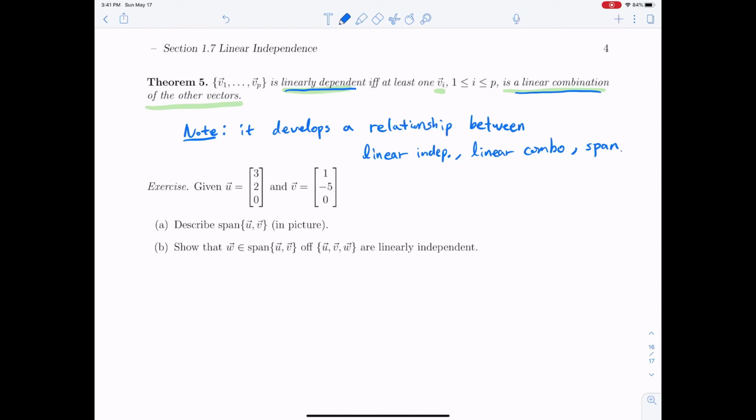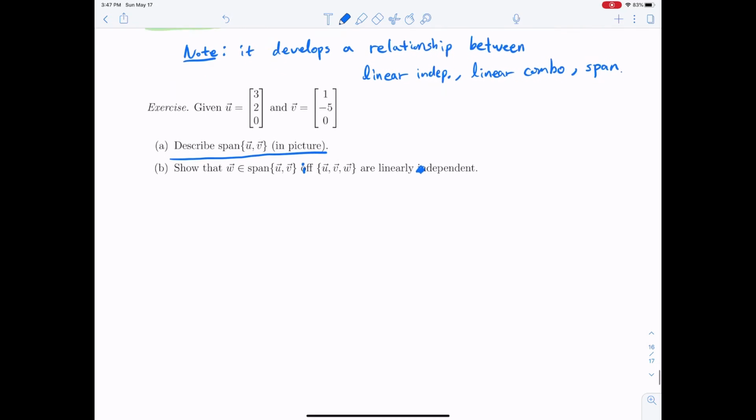There's a typo in the following exercise. So if you have an old version of the lecture notes, you want to correct this as if and only if, and the condition is not linearly independent, but linearly dependent. So let's pause the video and describe the span of the given two vectors using geometry.